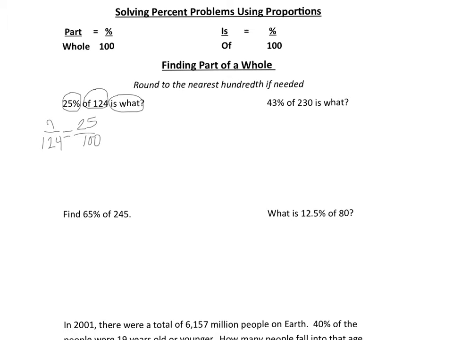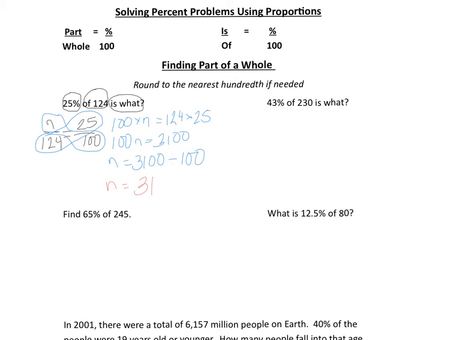We're going to cross multiply like we did in the last unit. 100 times n equals 124 times 25. 100 times n is 100n, which equals 124 times 25 is 3100. And n will equal 3100 divided by 100. Therefore, n is going to equal 31. So the answer to our question is 31.